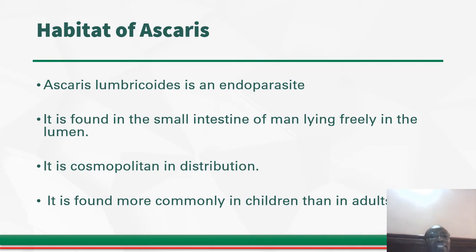Then the habitat of Ascaris. The lumbricoides that is found in man, as I've said, is an endoparasite, and it is found in the small intestine of man, lying freely in the lumen of the intestine. So it is cosmopolitan in distribution, that is, almost everywhere you can find it. It is found more commonly in children than adults. That is, children commonly contract or are infected with this Ascaris mainly.